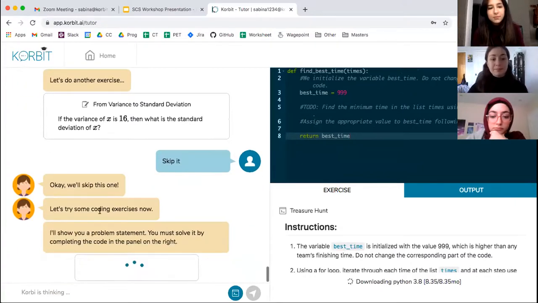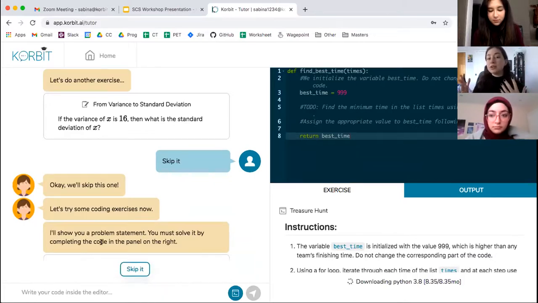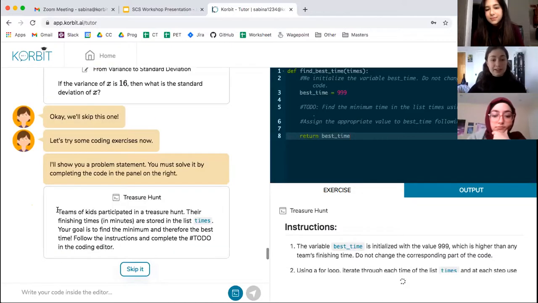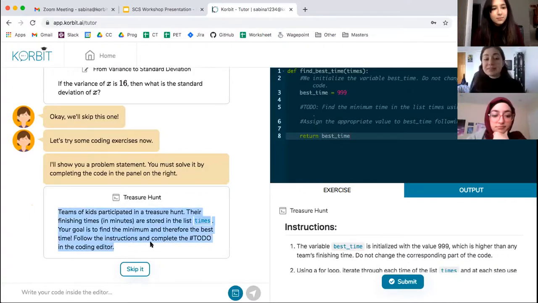So Korbit shows us a problem statement, and then we have to complete the problem statement by answering the question on the right. So here is our coding exercise, which is a treasure hunt. It's saying that teams of kids participate in a treasure hunt. Their finishing times in minutes are stored in the list times. Your goal is to find the minimum, the best time.